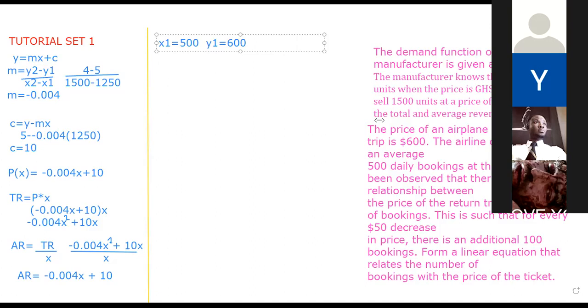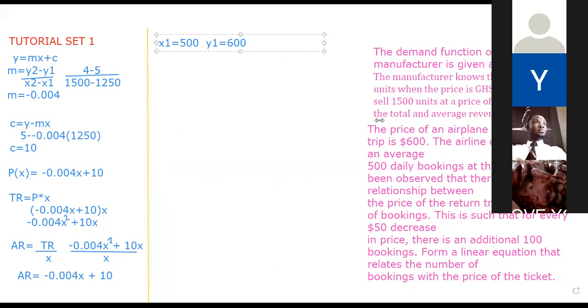Yes, it is very important and very true. But take note that it is not only decreasing it to only 550. Take note that there is "every". So if you go up, anytime the price goes down by 50, quantity goes up by 100.